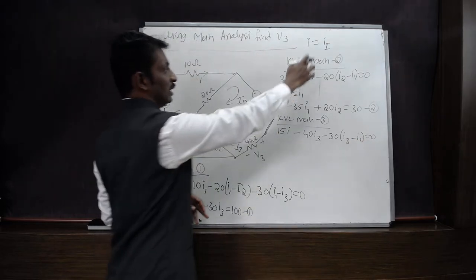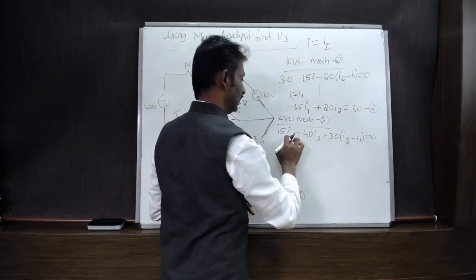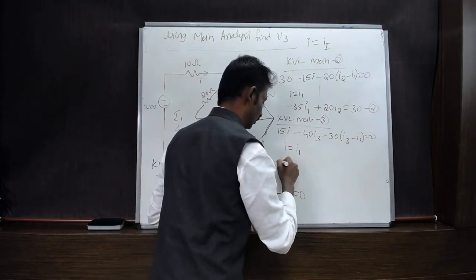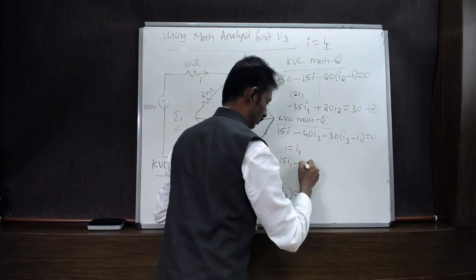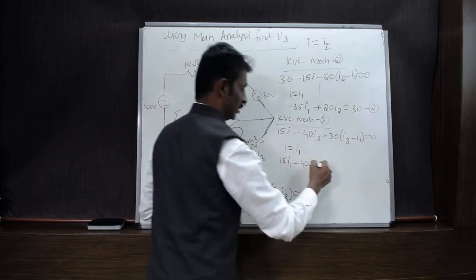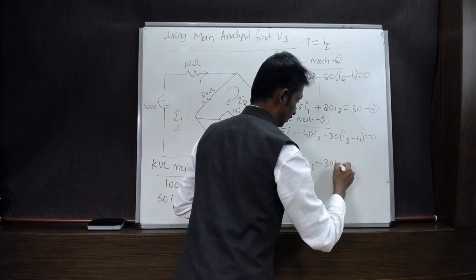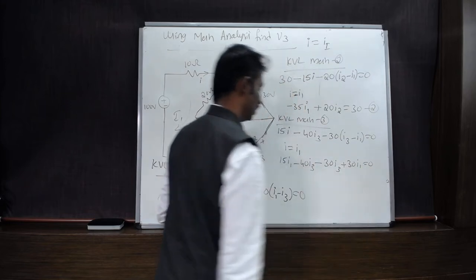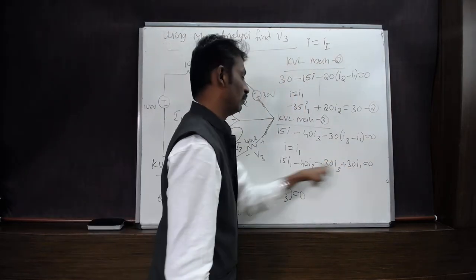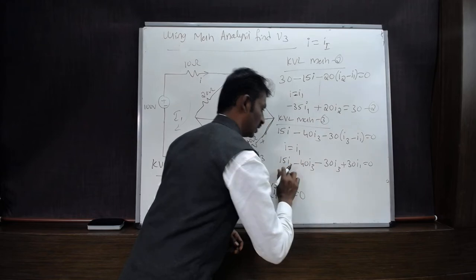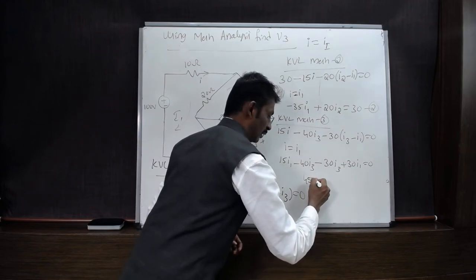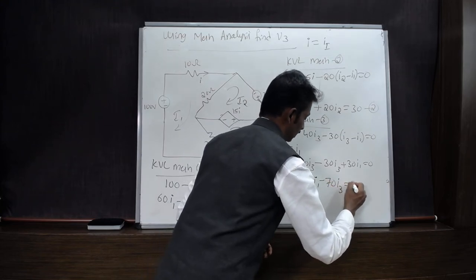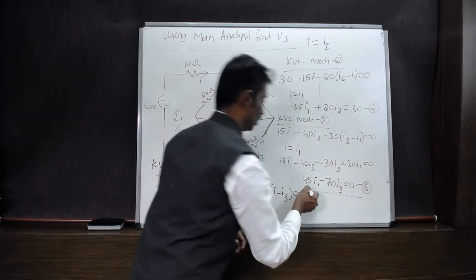Now as we know this I is equal to I1, let us substitute here. We get 15 I1 minus 40 I3 minus 30 I3, minus into minus becomes plus 30 I1, is equal to 0. Let us segregate the I1 and I3 terms. So 30 plus 15 will become 45 I1 minus 70 I3 is equal to 0. Call this equation number 3.